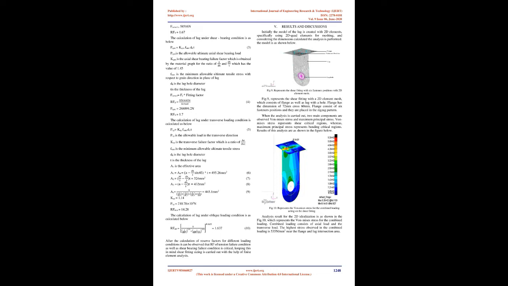The calculations for the lug under tension failure condition is as below. Ptux equals Kt times Ftux times (W minus DH) times T, equation 1. Where Ptux is the allowable ultimate axial tension loading. Ftux is the allowable tensile ultimate stress in axial direction. DH is the lug hole diameter. T is the thickness of the lug. Kt is the axial tensile failure factor which is obtained from the material graph with respect to ratio of W/DH and A, which has the value of 0.96, for the material AL2024.